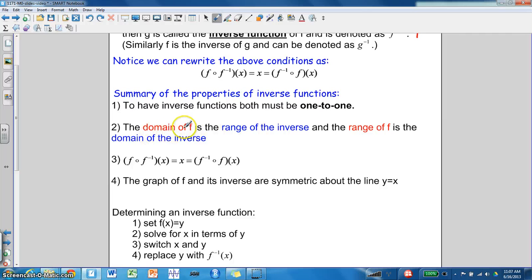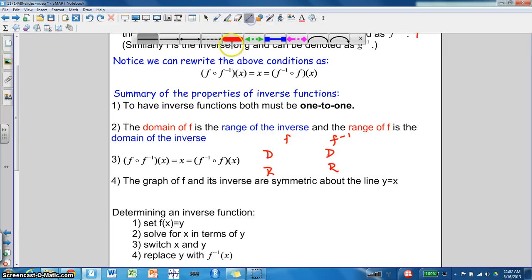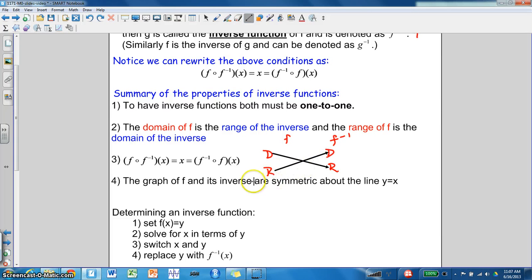When we do this, inverse functions also have the property that the domain of the original goes to the range of the inverse, and the range of the original becomes the domain of the inverse. So if we make a little chart here to help us visualize this process, f and f inverse, looking at the domain and the range for both of these, the domain of f goes to the range of the inverse, and the range goes to the domain of the inverse.